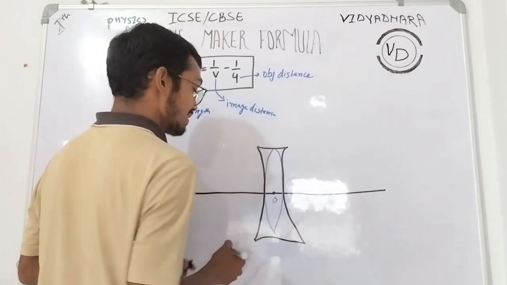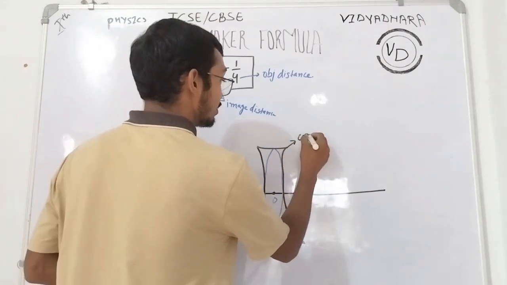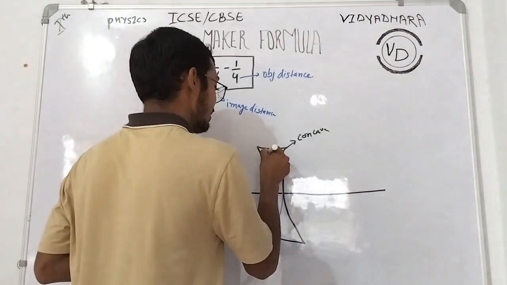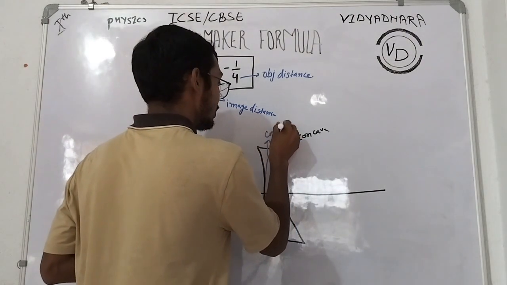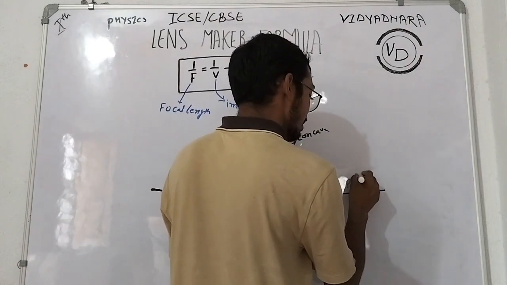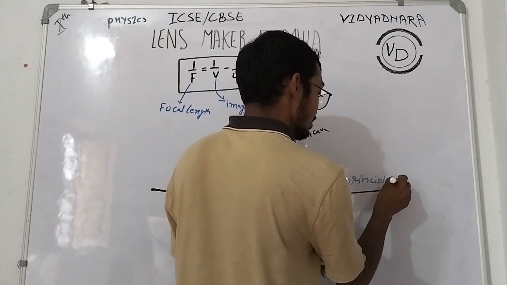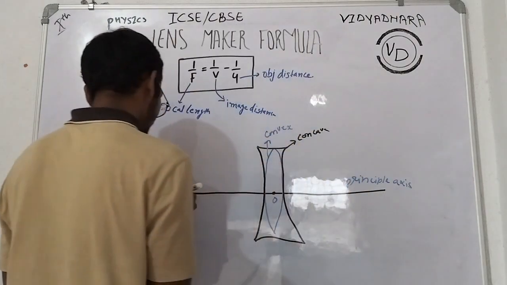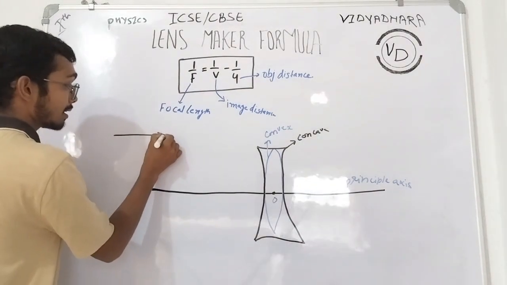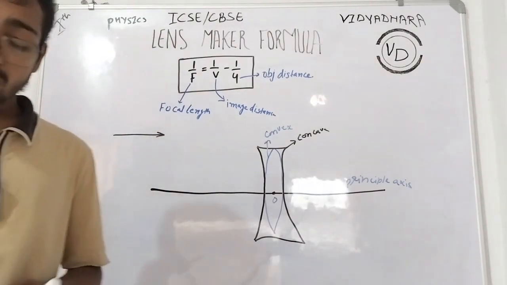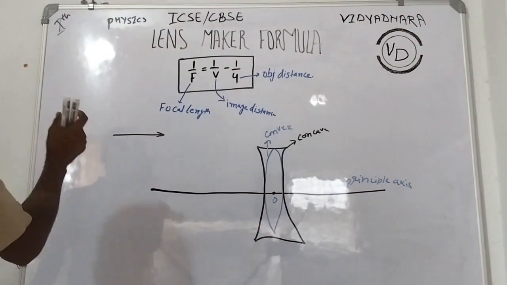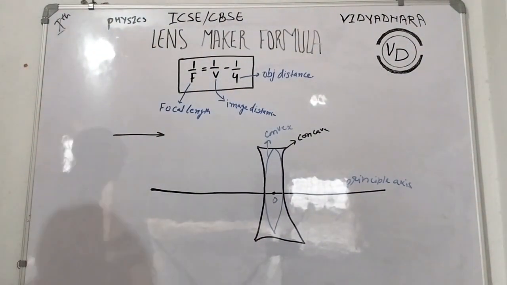This is a concave lens, the black one is concave, the blue one is convex. This is the principal axis. Suppose we take an incident ray of light going like this, going from the left.